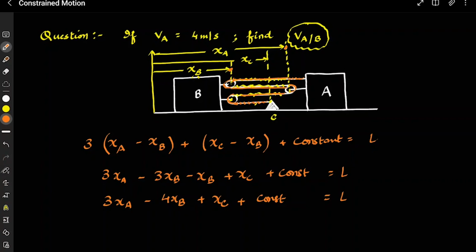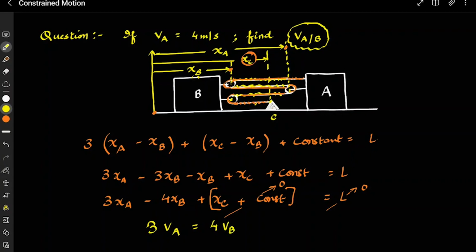So this is what we will get, and clearly the length of this xc is also constant because it is from the origin to this particular point. So we have actually, this is a fixed point, this is a fixed point, and therefore xc is also a constant. So I can say this entire thing is a constant, and therefore differentiation of this will become equal to 0, differentiation of this will become equal to 0, and we'll get 3 times velocity of a will be equal to 4 times velocity of b, and that is what we will get.